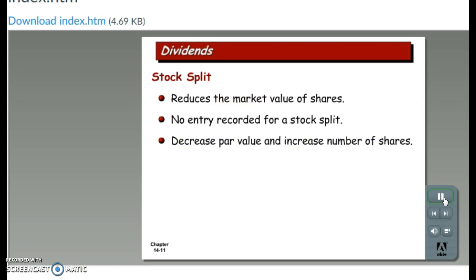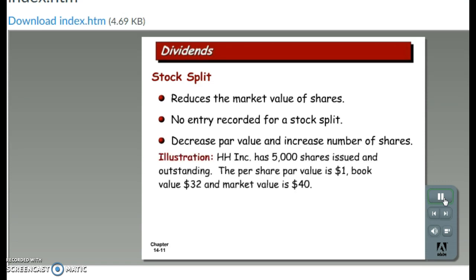Stock splits reduce the market price, do not require a journal entry, and result in a decrease of par value and an increase in the number of shares. HH Inc. has 5,000 shares issued and outstanding. The par value is $1, book value is $32, and the market value is $40.